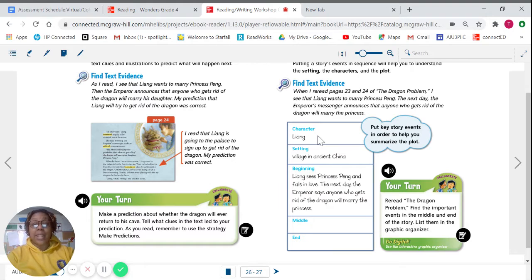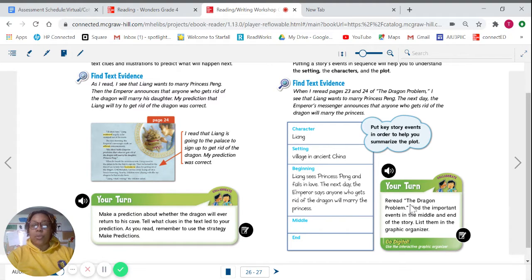First of all, our main character, the most important one, the one that's talked about the most, is Liang. The setting is a village somewhere in ancient China. The beginning: Liang sees Princess Pang and he falls in love. The next day, the emperor says anyone who gets rid of the dragon will marry her.